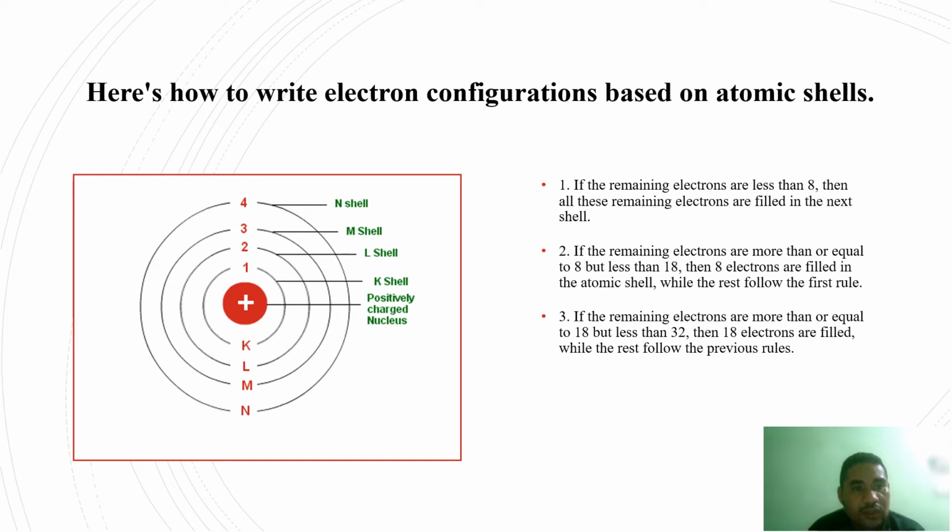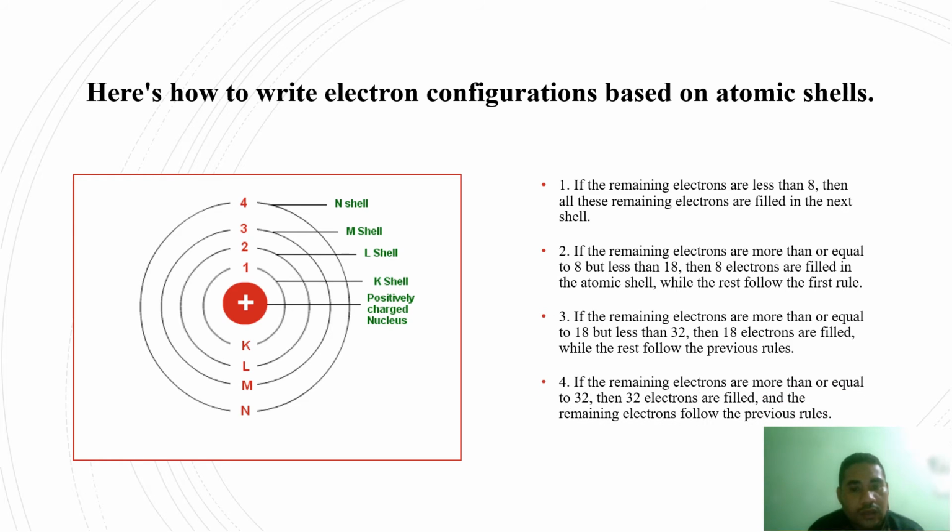If the remaining electrons are more than or equal to 18 but less than 32, then 18 electrons are filled while the rest follow the previous rule. And the last, if the remaining electrons are more than or equal to 32, then 32 electrons are filled and the remaining electrons follow the previous rule.